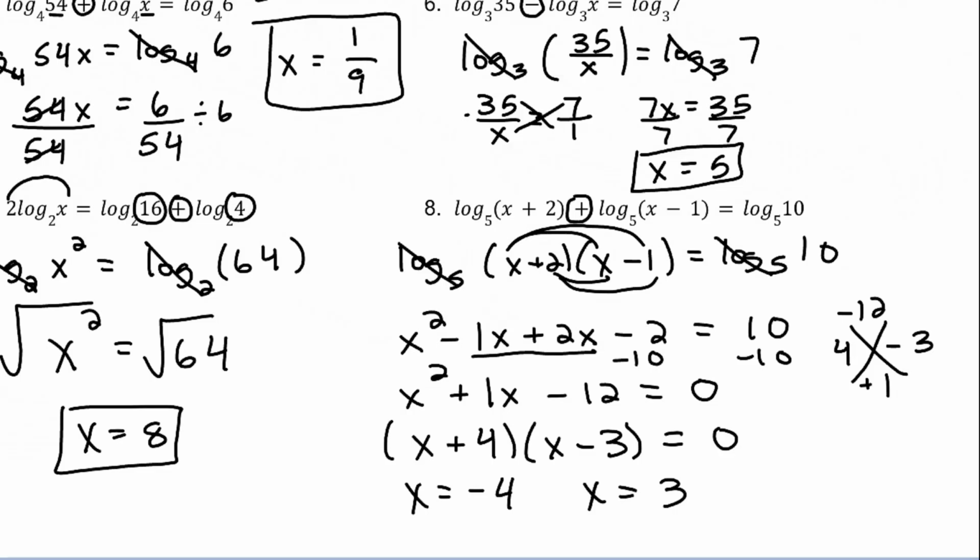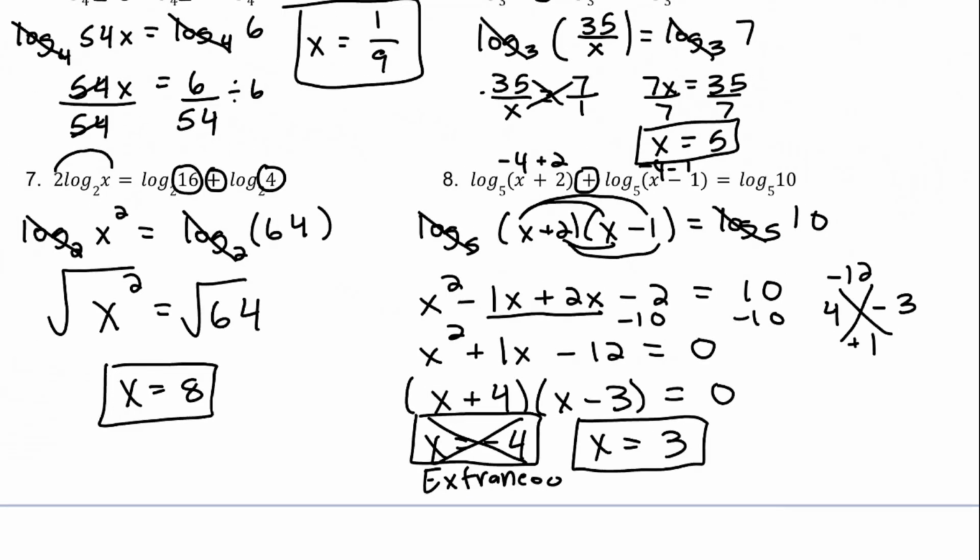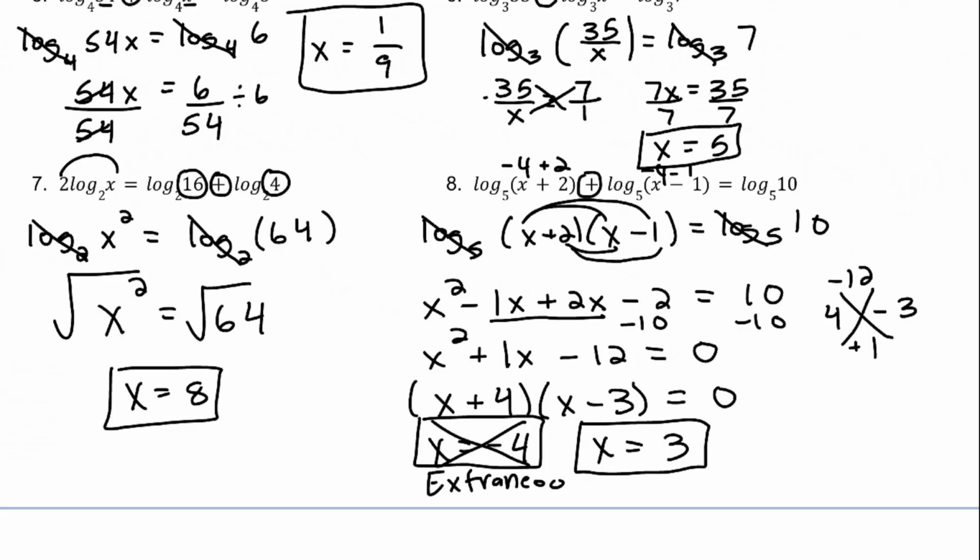And if I plug negative 4 in, negative 4 plus 2 gets me a negative. Negative 4 minus 1 gets me a negative, so this is an extraneous answer. But if I plug in the 3, that's good. 3 plus 2 is 5. 3 minus 1 is 2. So 5 times 2 gets me 10. So matches this side.